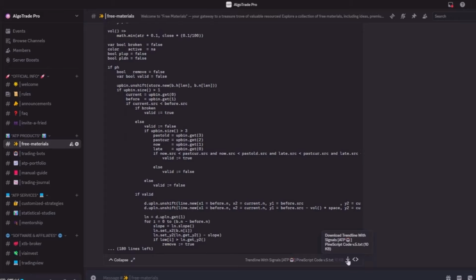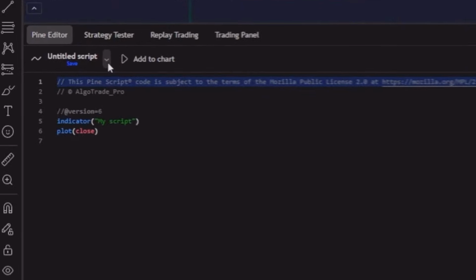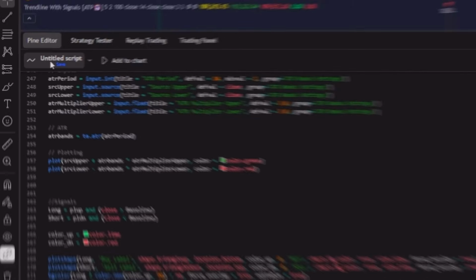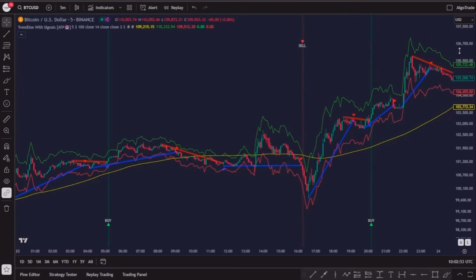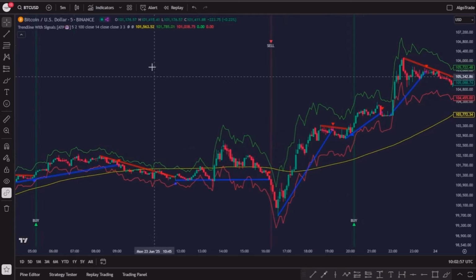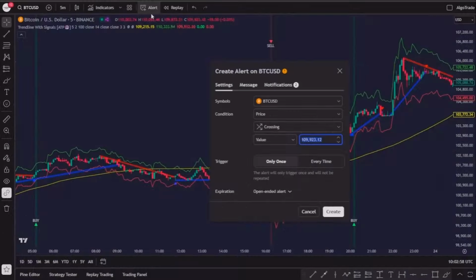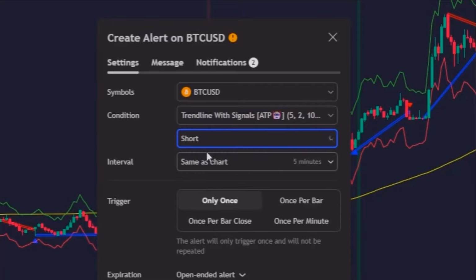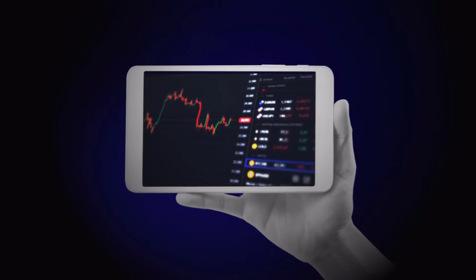Open up the note, copy the code, and then on TradingView, click on the Pine editor, then on this arrow, create new, indicator, paste the code and save it. Finally, click on the add to chart option and that's it. Your strategy is now fully automated. You can even set alerts so you don't need to monitor the screen all the time. Just select the indicator, choose the condition buy or sell, and TradingView will notify you as soon as the signal fires. Now let's talk about the results.